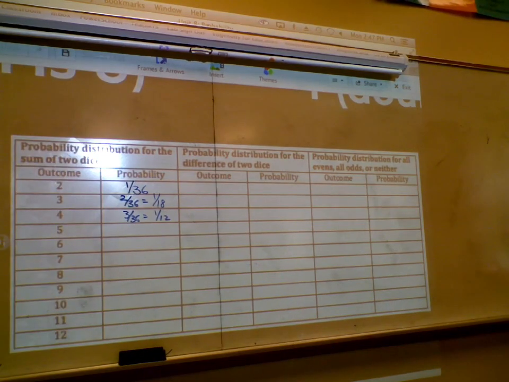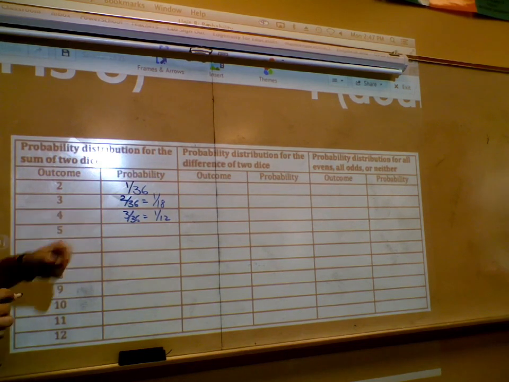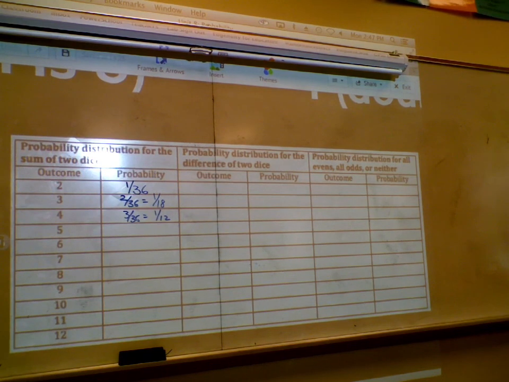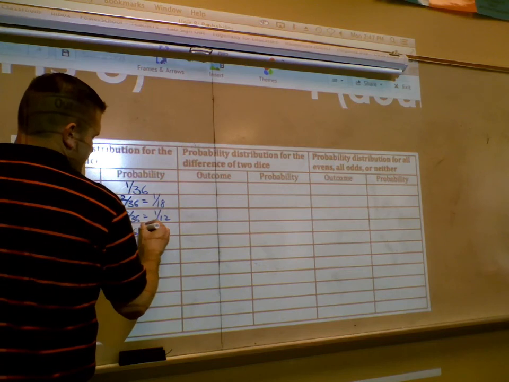Wait, how can you get 3 out of 36? You have 1 and 3, 2 and 2, 3 and 1. Like adding them together? Yeah. Okay, how many ways can I roll 5? 4 ways, right? 4 out of 36 reduces to 1 over 9.